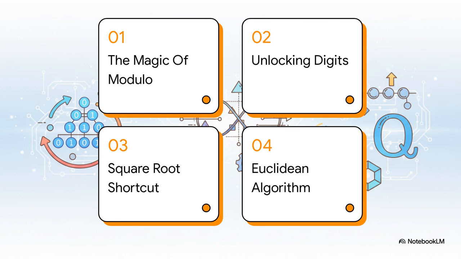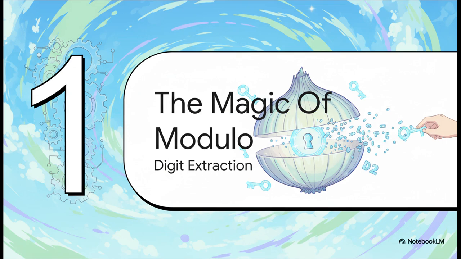We'll be hitting 4 quick topics. First, the magic of modulo. Second, unlocking digit problems. Third, the square root shortcut. And finally, we'll wrap up with the Euclidean algorithm. All right, let's jump straight into part 1, the magic of modulo.